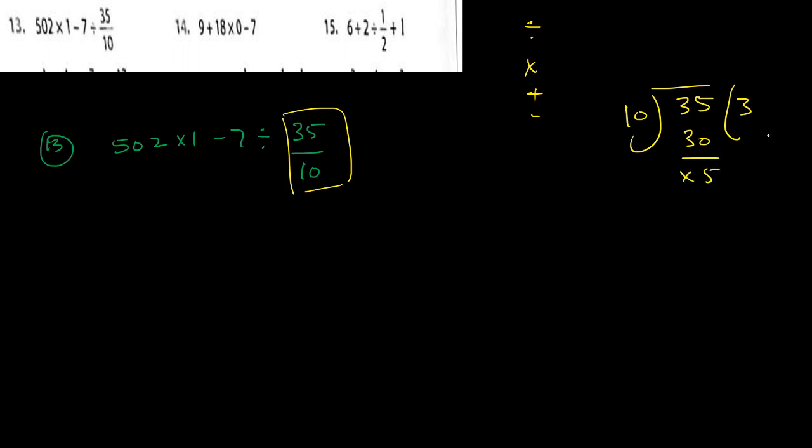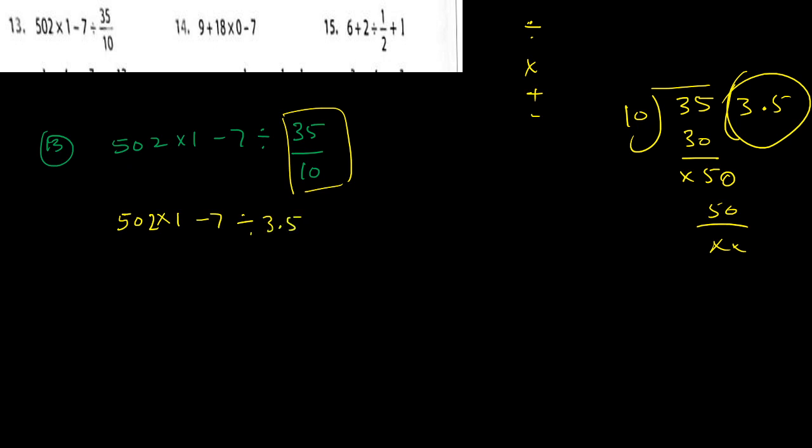So this is the division. 35 upon 10 is what? If you divide 35 by 10, you will get 3, because 10 3s are 30. 5 remainder, put a point, increase 0, 10 5s are 50. So finally your answer is 3.5. So write 502 multiplied by 1 minus 7 divided by 3.5.